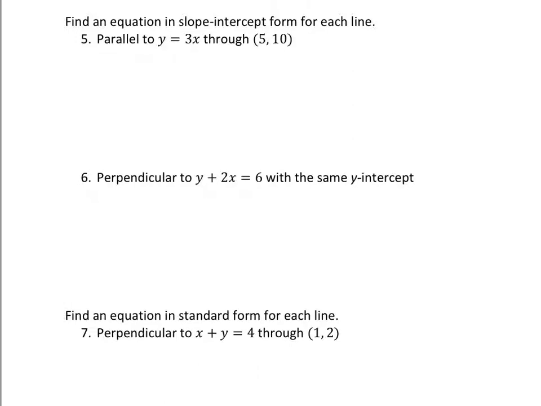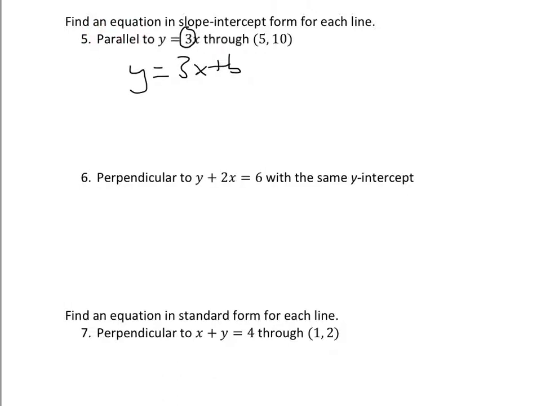We're going to work with slope-intercept form first, so parallel to y equals 3x. Remember, the slope here is 3, so I just need the same slope. But I have a point, so I know that's going to be y equals 3x plus b. I don't know what b is, right? All I know is it's y equals 3x plus b. Right, the parallel thing only gives you the slope. It doesn't tell you the y-intercept at all.